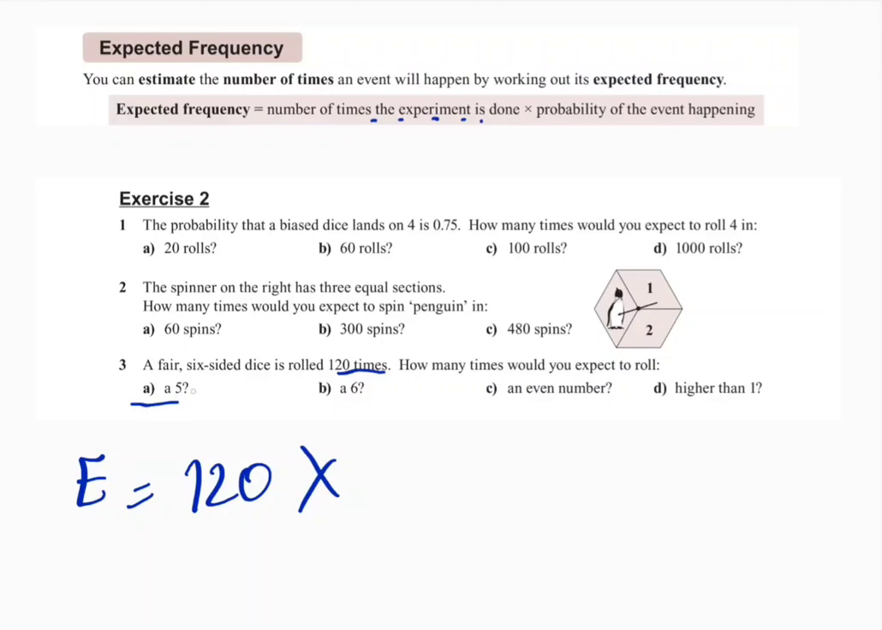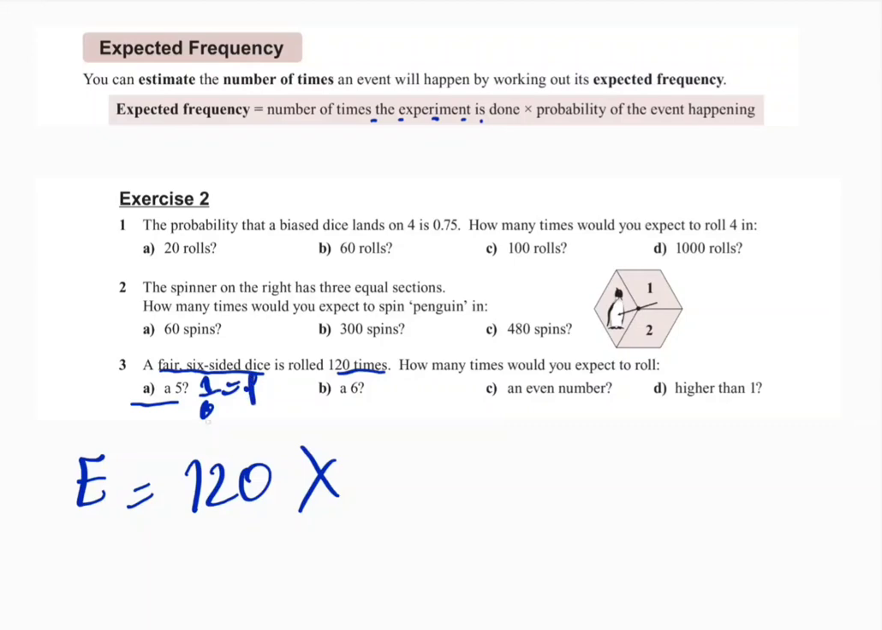So here we should be careful because this question is a bit different to the ones we did. Because we know the total number of times, but we need to work out the probability by ourselves, and then we can work out the expected frequency. So in the first part, because it says that it's a fair six-sided dice, the probability of each outcome happening is equal. So they're all equally likely, which means that the probability of getting 5 or 6 or 1 or 2 or 3 or 4 is just all 1 over 6. So the probability of getting a 5 on a fair six-sided dice is obviously 1 over 6.